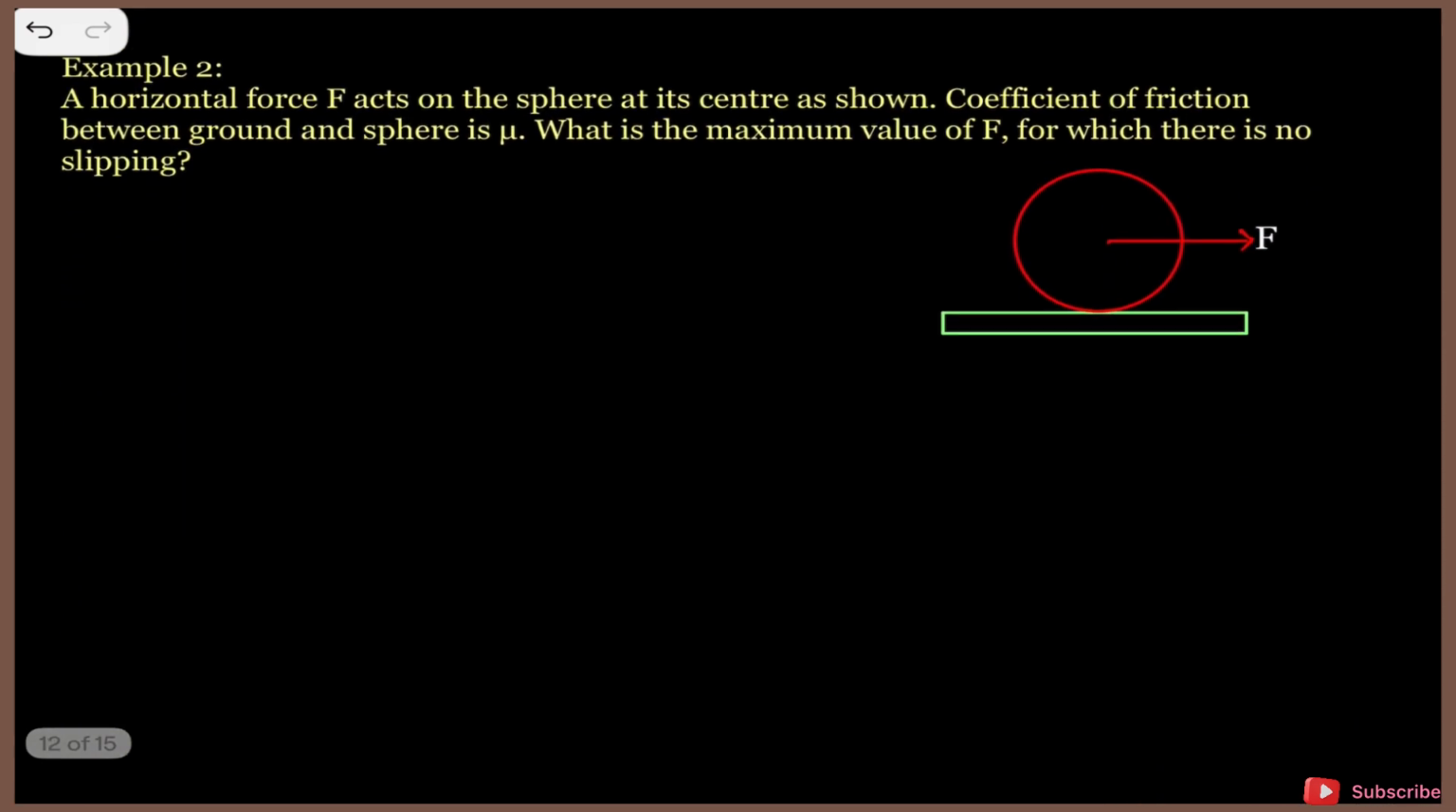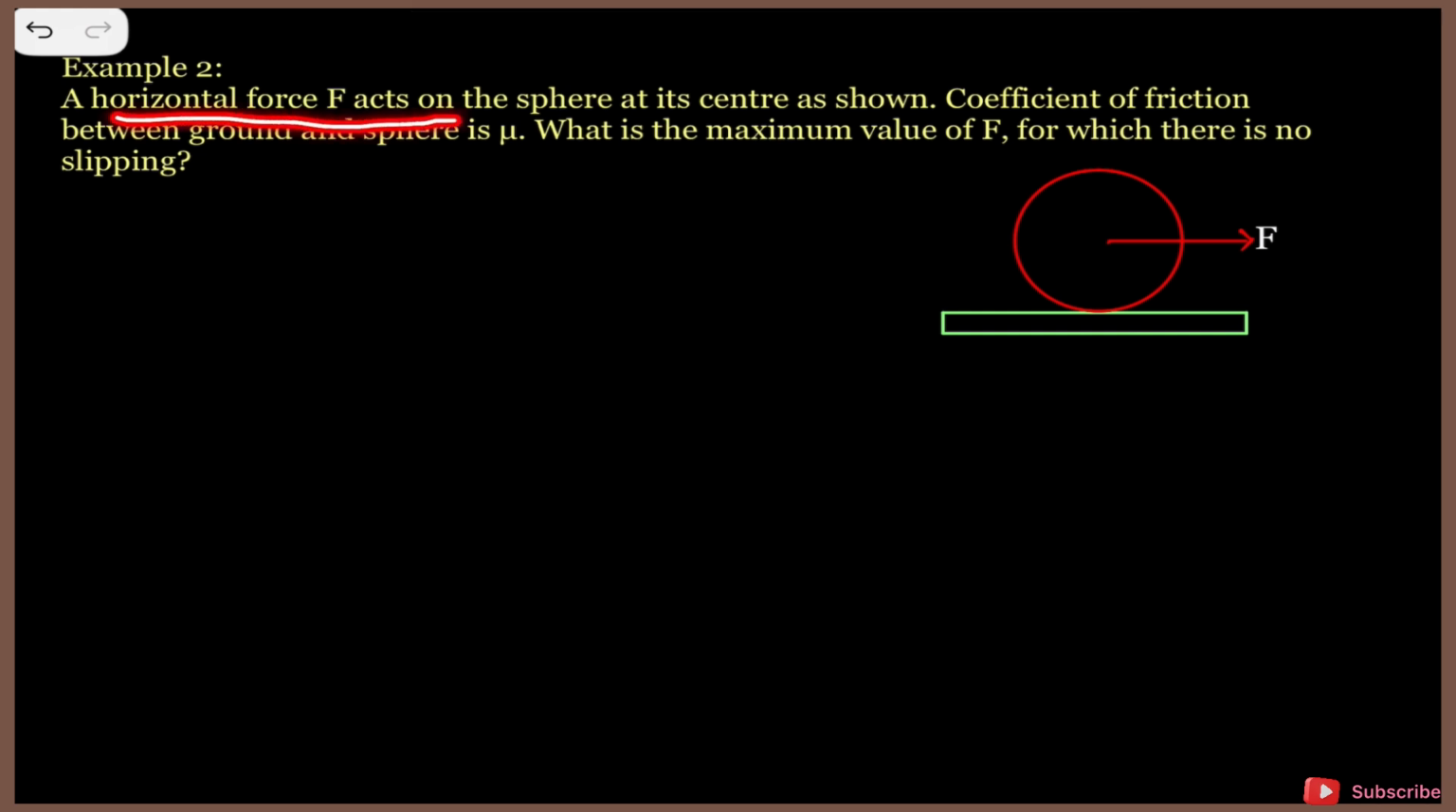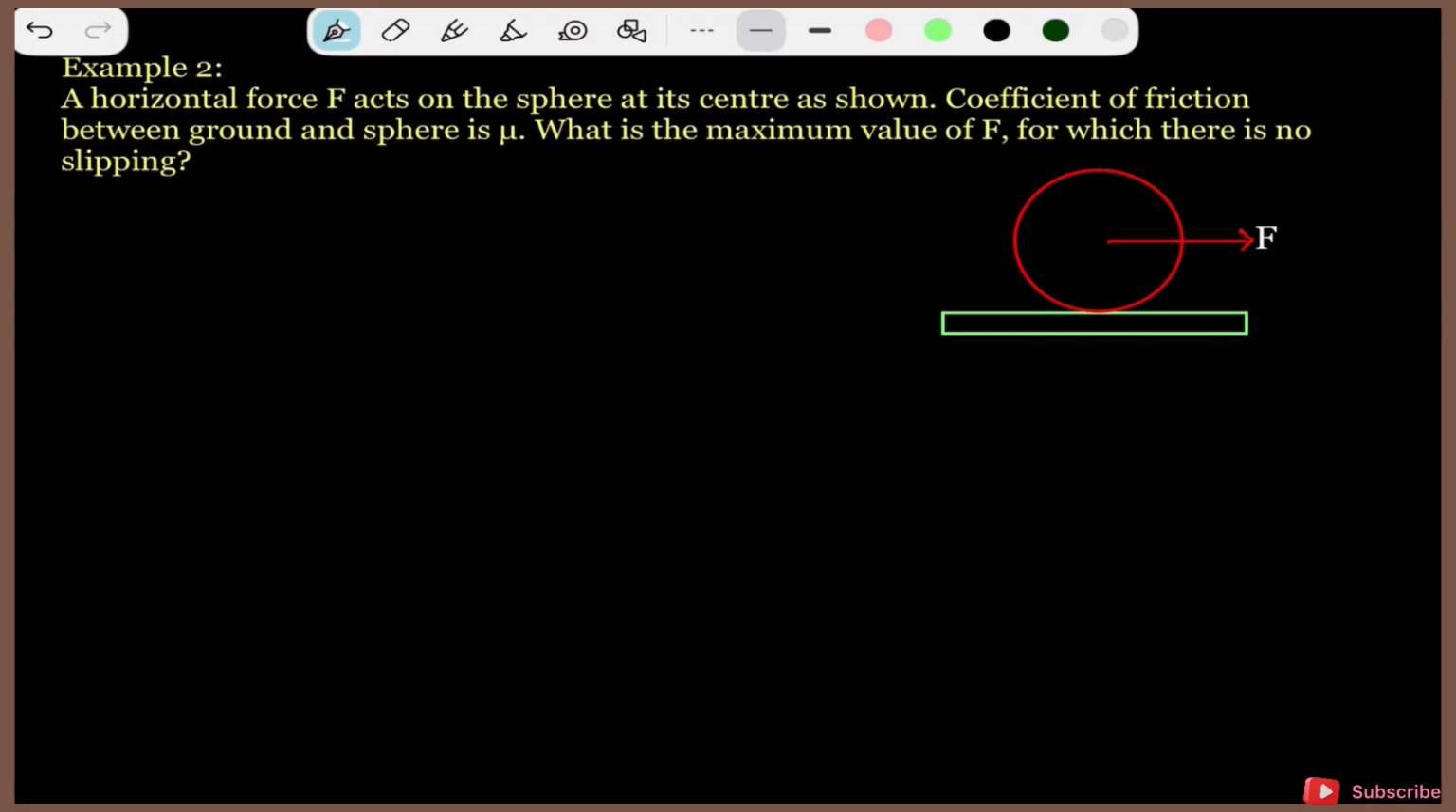So this is our example number second. Again, quite straightforward if you understand the first example. What it says: a horizontal force F acts on the sphere at its center as shown. So this is the point of center of mass, and a horizontal force is acting on this sphere. The coefficient of friction between the ground and the sphere is mu, which helps us. So here we have the value of mu. This will help us to calculate the friction.